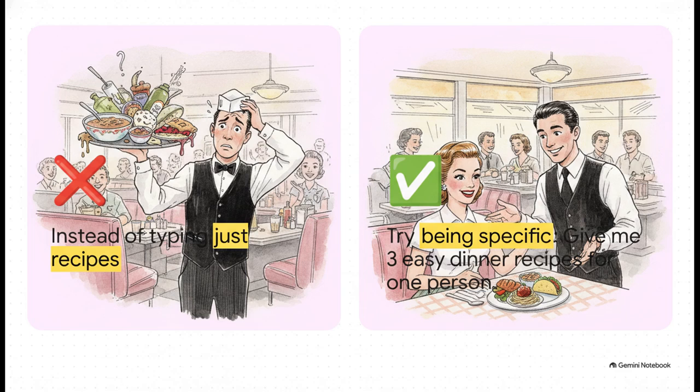So instead of just typing a single word like "recipes," you want to be specific. Try typing something like, "Give me 3 easy dinner recipes for one person that take less than 30 minutes." Because you gave it clear instructions, the AI knows exactly how to help you.